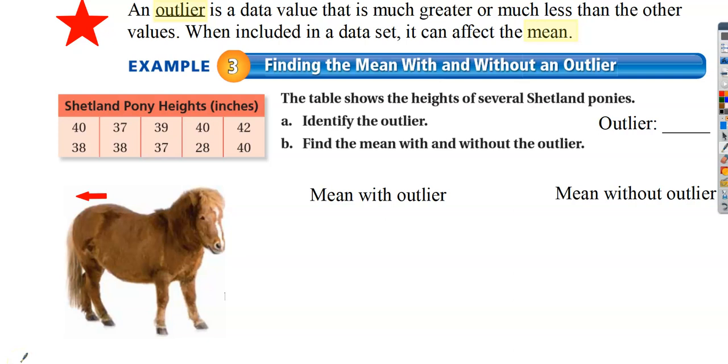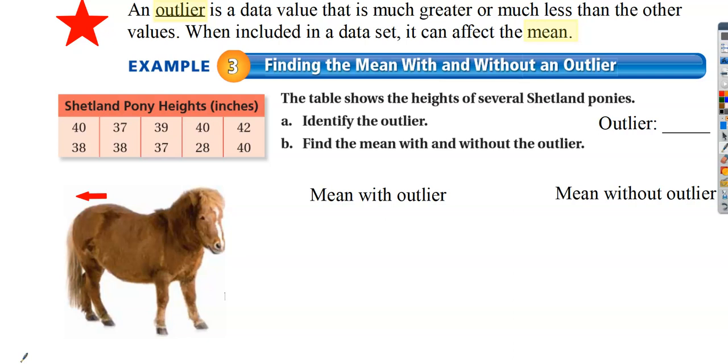Okay, and now we are on to another red star. This is pointing out something very important that can have a big effect on a data set. It's called an outlier. An outlier is a data value that is much greater or much less than the other values. When included in a data set, it can affect the mean. There's a mathematical way to figure out if a number really is an outlier, but we're just going to keep it simple and try to figure out if there is one number that seems much lower or much bigger than the other numbers. We are going to identify that as an outlier.